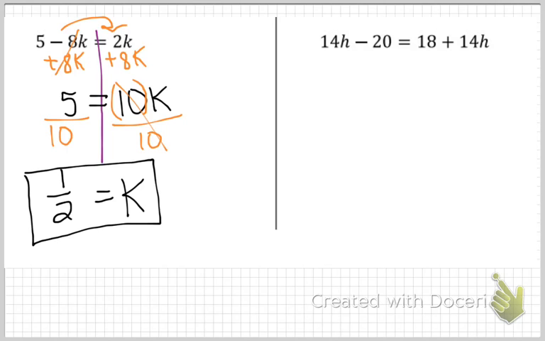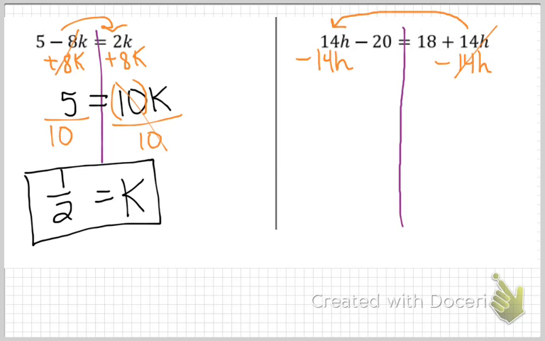And our last problem here, before I start, draw my line. Okay. I want my h's together, my h terms. So what I'm going to do is move this one to join that one. How do I move it? Well, if it's adding, I'm going to subtract. Subtract it over. That cancels out. 0 pair. This, however, 14h minus 14h, well, that's just 0. So I'm going to bring down everything else.